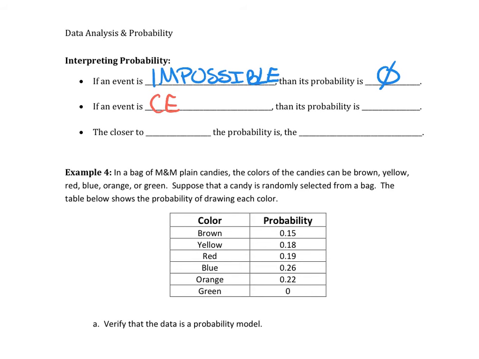If an event is certain, so you're 100% sure it is going to happen all the time, no matter what, what do you think that probability would be? 1. Meaning it's the only option, it's the only thing that can happen. So this is our scale, 0 being impossible, 1 being certain. On that scale, the closer to 1 the probability is, the more likely it is to occur.